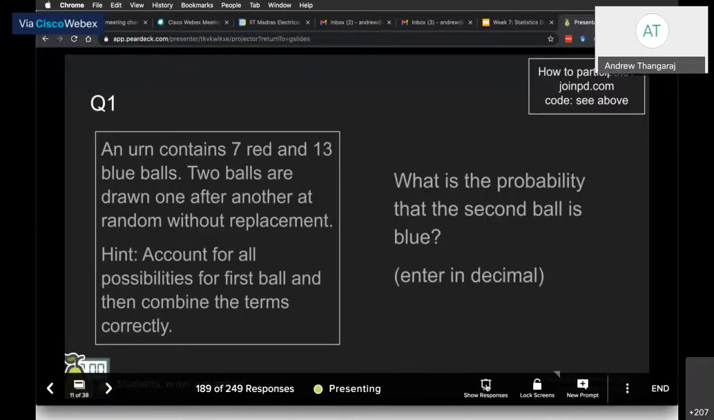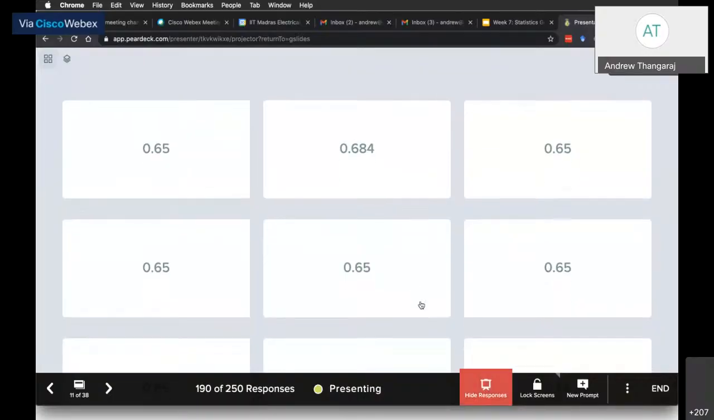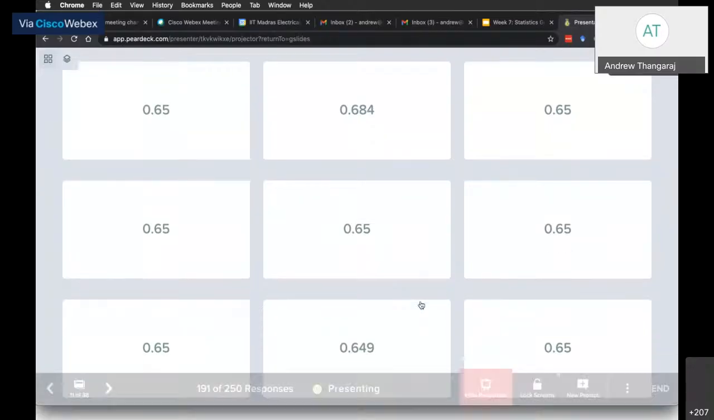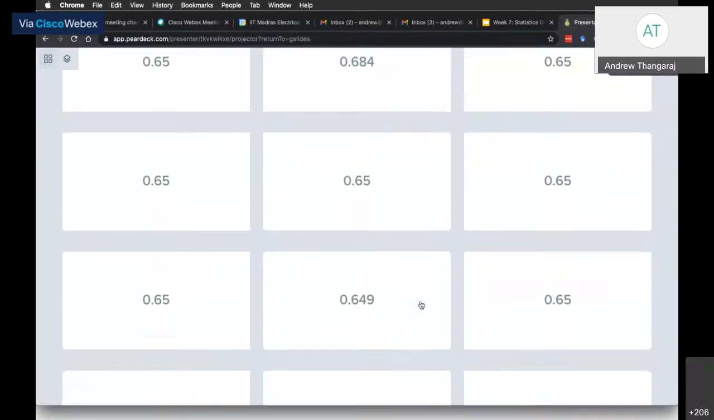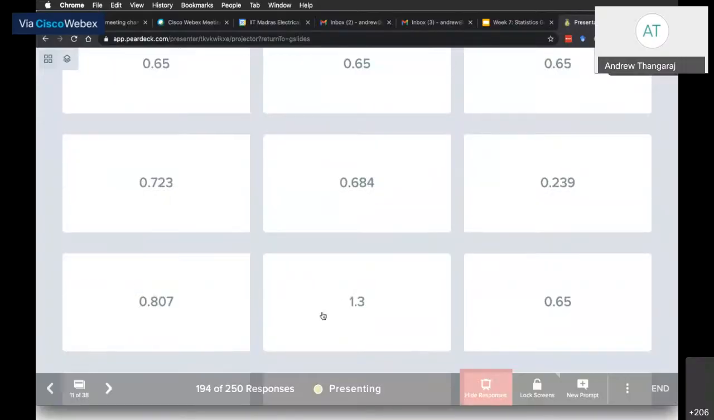Okay, so let's see the responses. A very popular response is 0.65, and people are eager to give explanations of why it is. Oh, there's an answer 1.3.